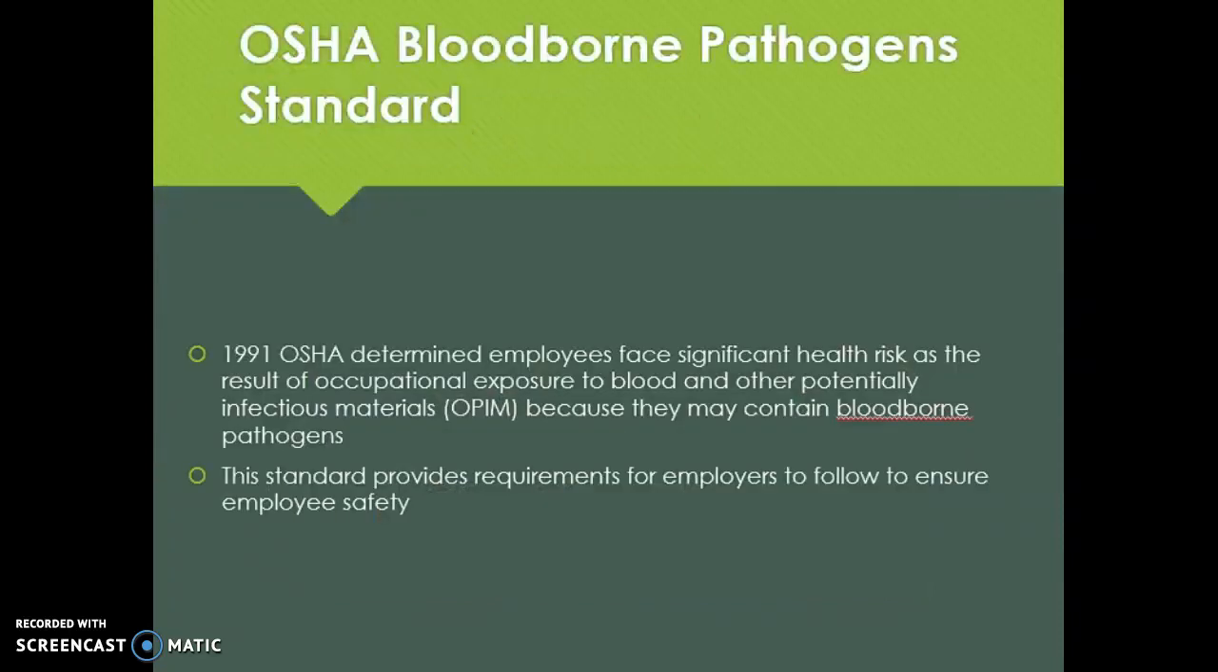OSHA has standards for how medical waste should be handled, especially blood-borne pathogens. So a blood-borne pathogen can be anything that could have a blood product on it. So that could be a syringe, it could be a dressing, it could be a splash, anything like that. Anything that could have blood on it or bodily fluids would be considered a blood-borne pathogen.